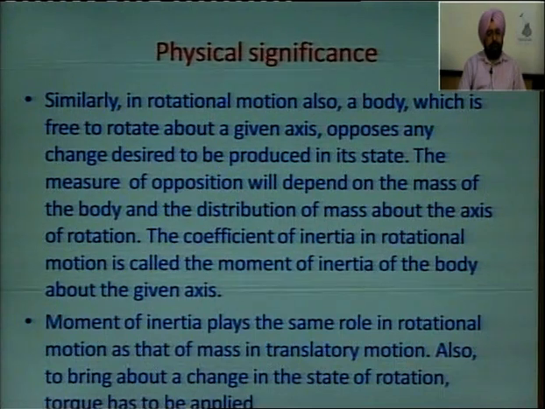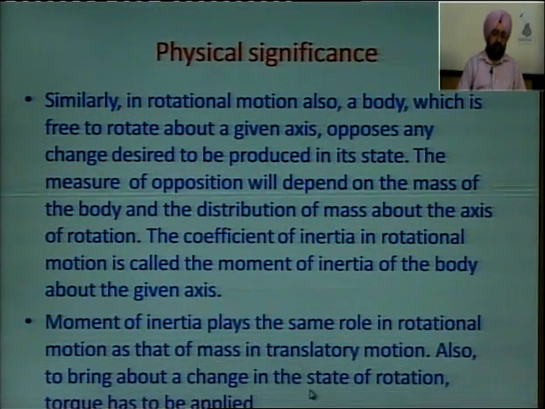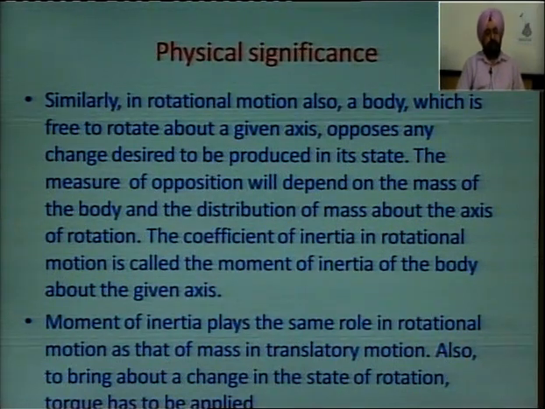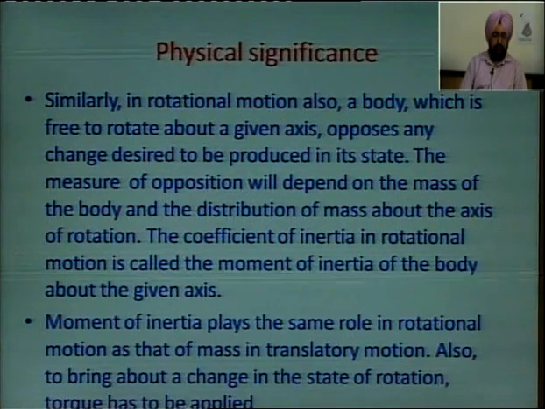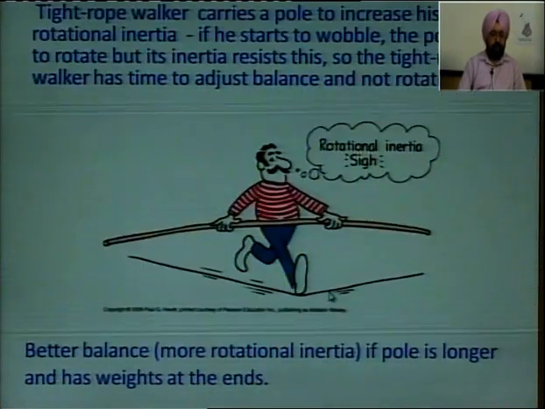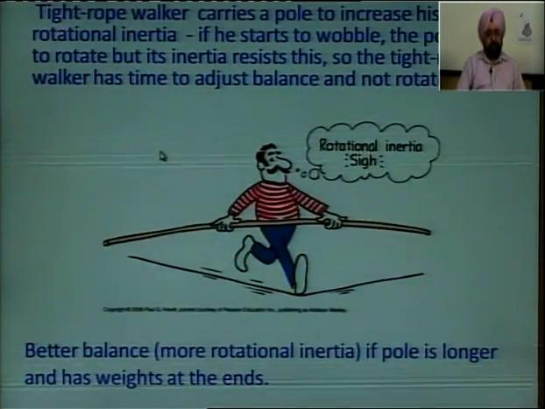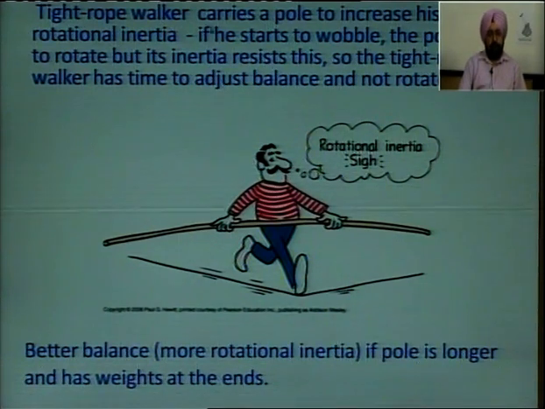Also, to bring about a change in the state of rotation, you have to apply torque. So, in the case of rotational motion, what we apply is torque. In the case of translational motion, to change the state of rest or the state of uniform motion, we apply force. This is an example of a tightrope walker.